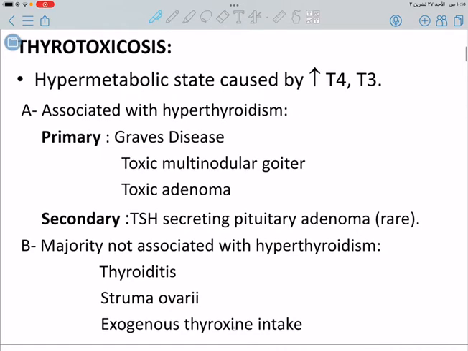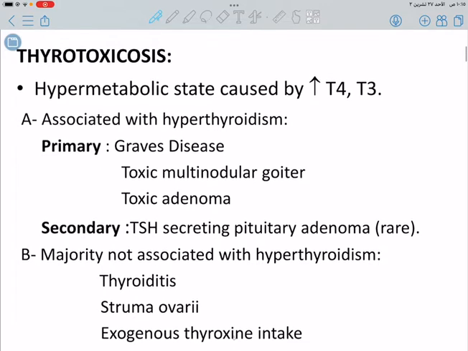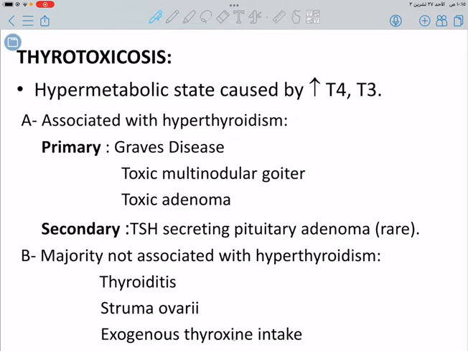Thyrotoxicosis is a hypermetabolic state caused by increase in the levels of T4 and T3. It could be associated with hyperthyroidism. Hyperthyroidism, as we said, means the source of the thyrotoxicosis is within the thyroid itself. That is, there is overproduction of T3 and T4, which we call hyperthyroid.